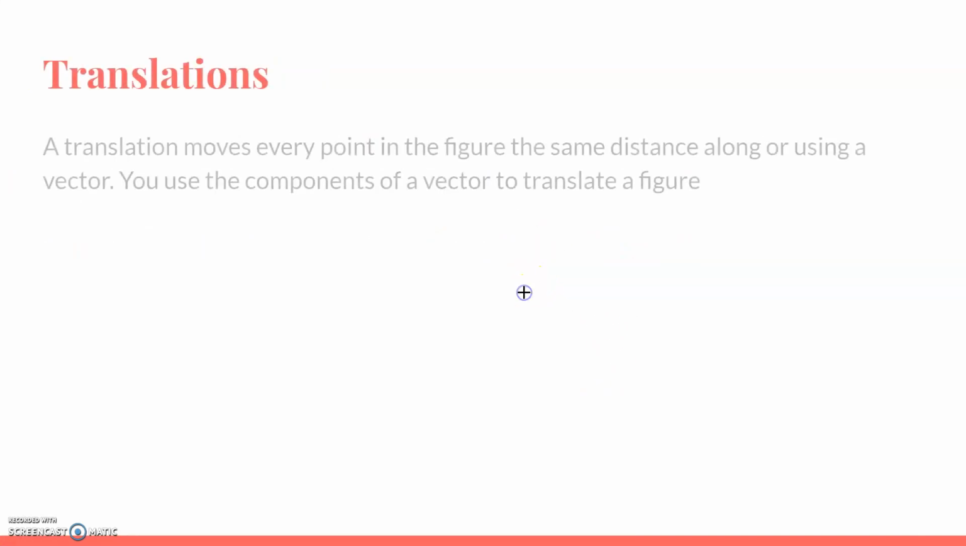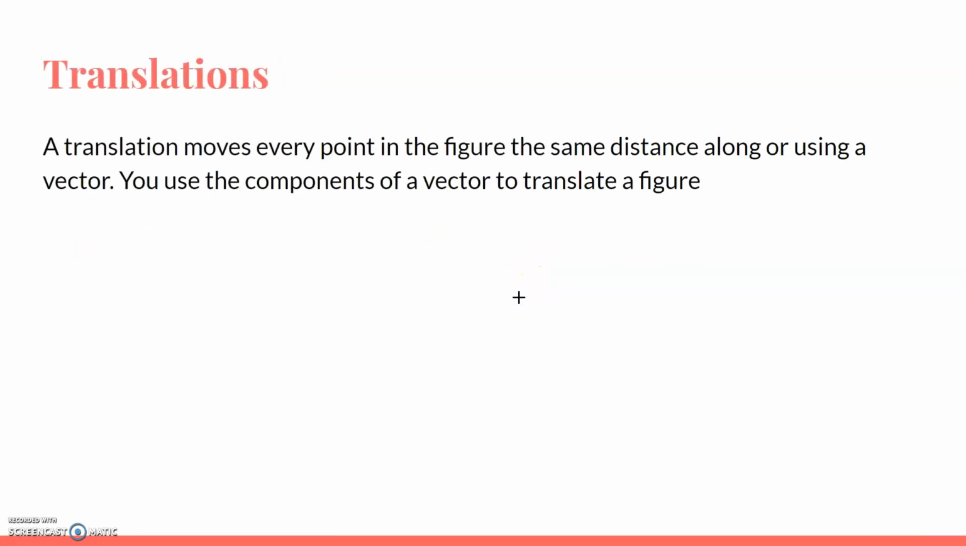Alright, so translations. A translation moves every point in the figure the same distance along or using a vector. You use the components of a vector to translate a figure. As you saw earlier, the vector had 2 things, the x and y coordinates, or the a and b. So we would use that and add or subtract that to all the x and y coordinates of that figure, so that we can move it or translate it to a different position.